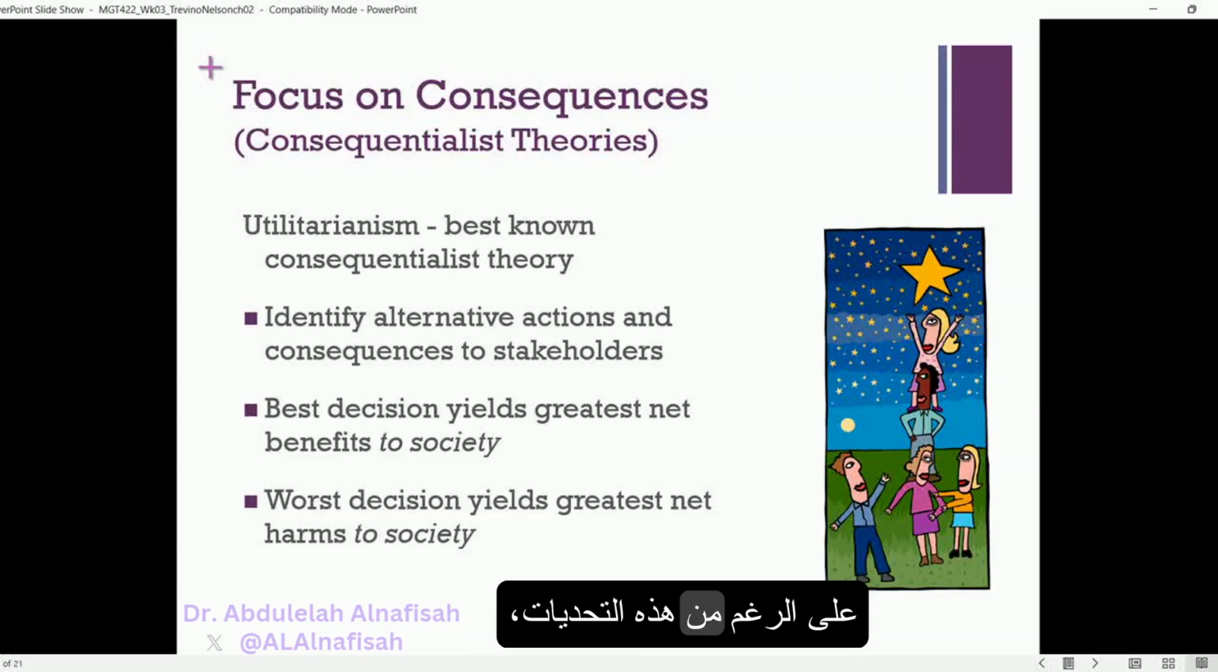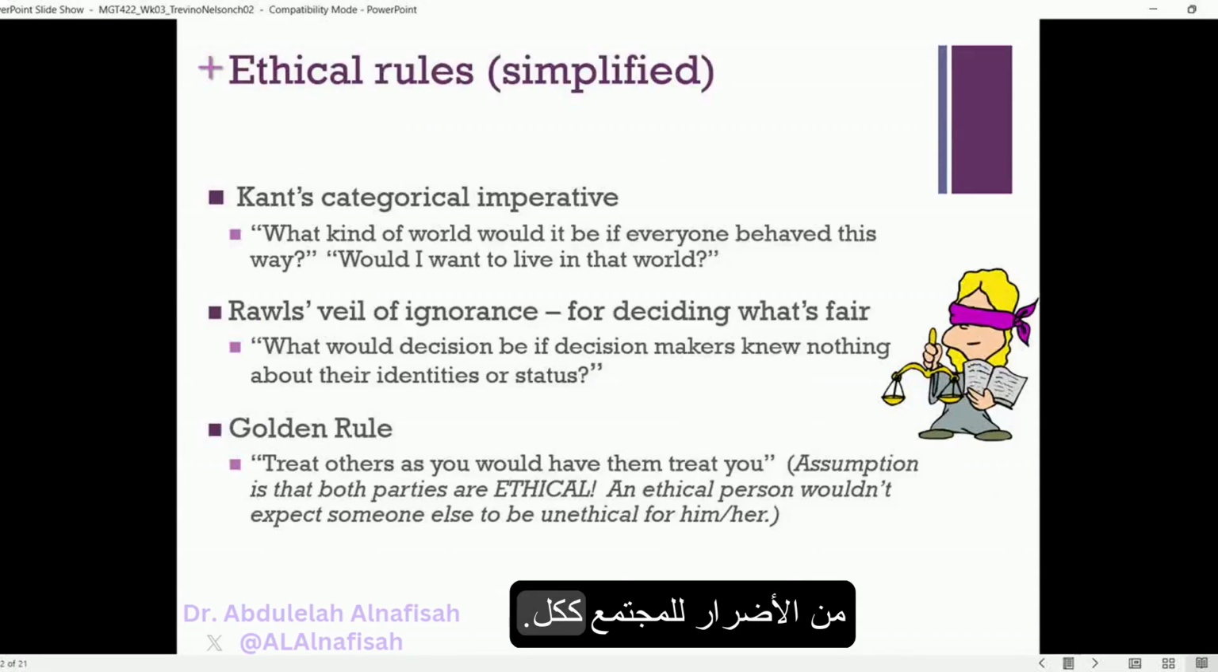Despite these challenges, the consequentialist approach is valuable as it encourages individuals to think broadly about the consequences of their actions and make decisions that maximize benefits and minimize harm to society as a whole.